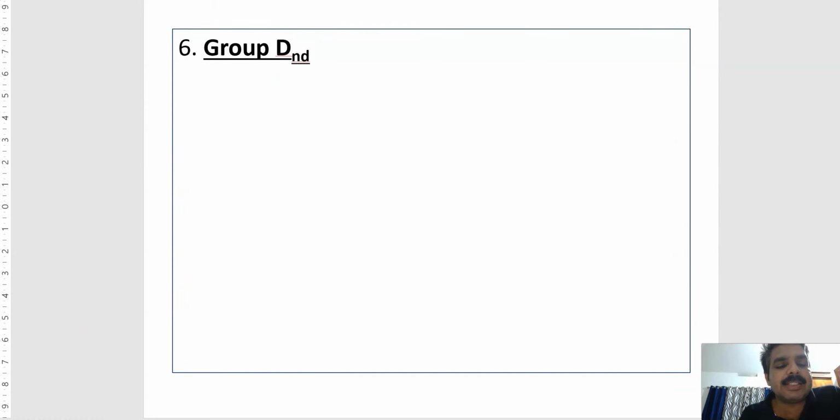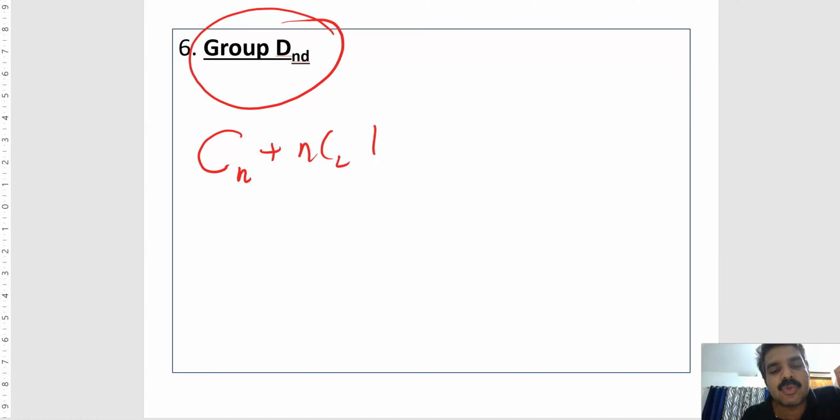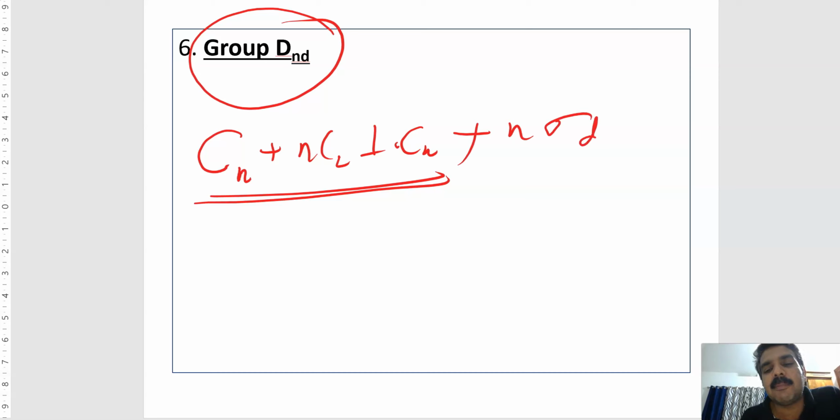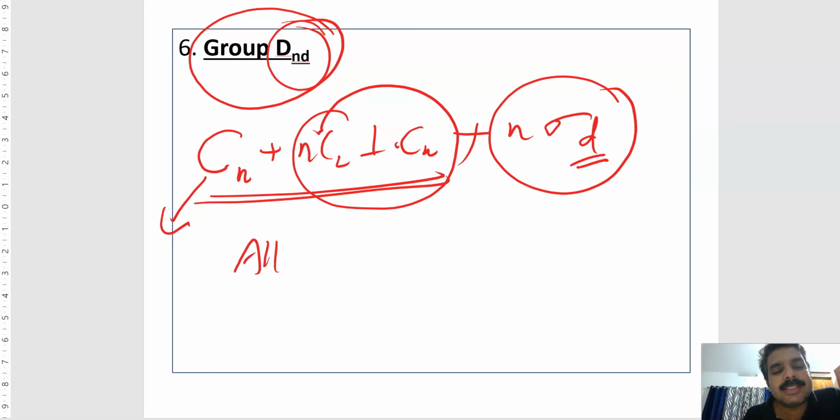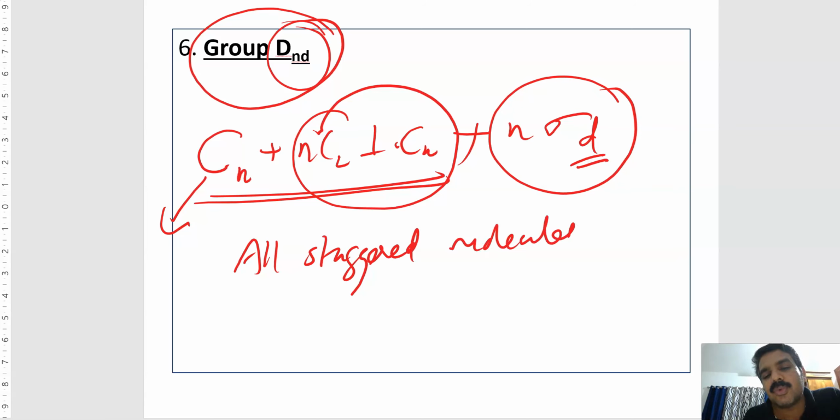The next category is Dnd. Dnd means it contains a Cn axis plus nC2 perpendicular to Cn. That is a must for a D category point group. Plus, in addition to that, there are n sigma d planes. So Dnd means there is a proper rotation axis and nC2 perpendicular to Cn, and there will be n sigma d planes. All staggered molecules belong to the Dnd point group.